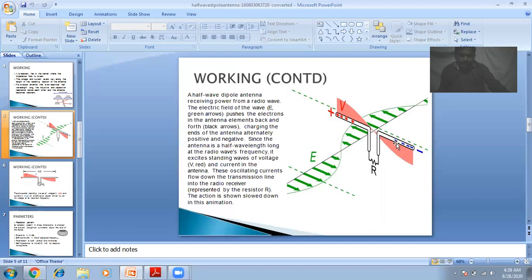Since there is back and forth motion of the charges, automatically this is acting as a radiator. In any conductor, if there is back and forth motion of charges, then automatically it will be acting as a radiator. That means it is producing electromagnetic waves.